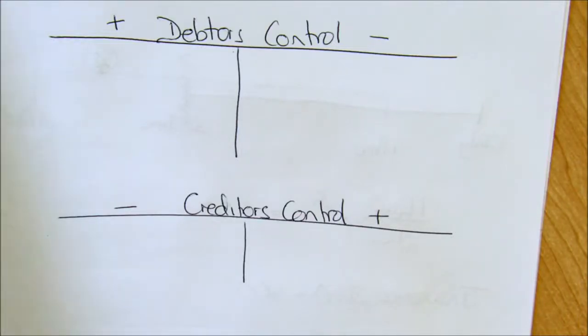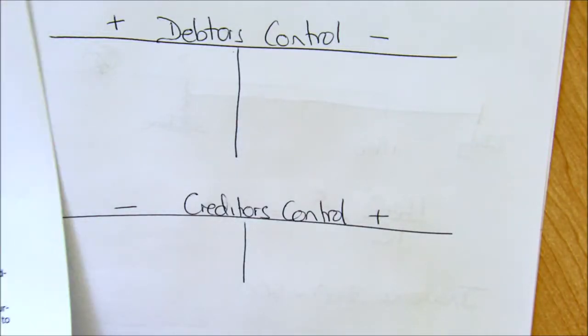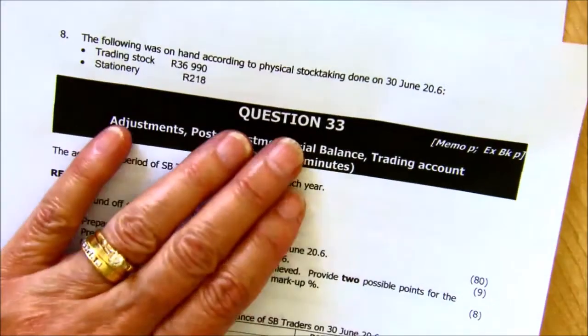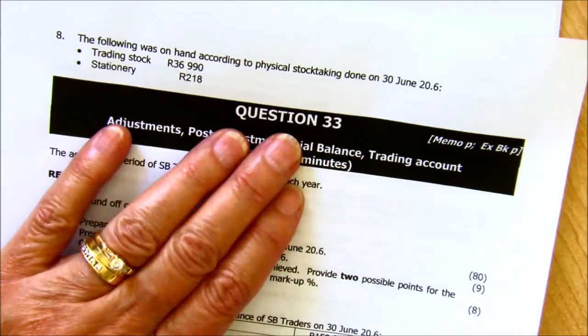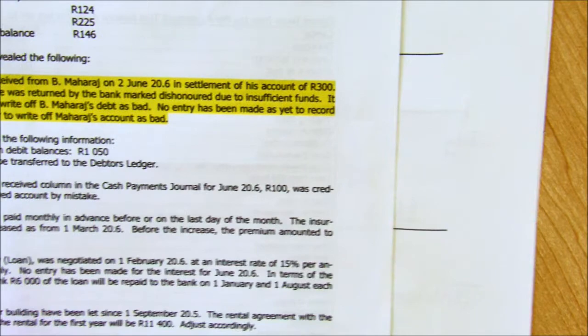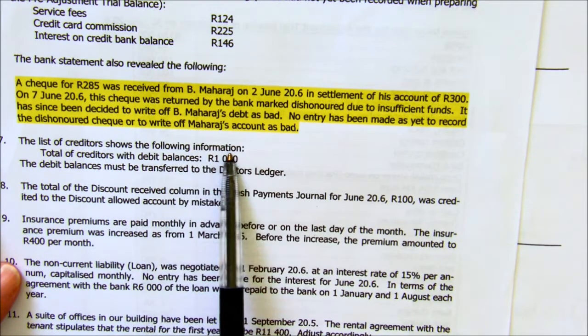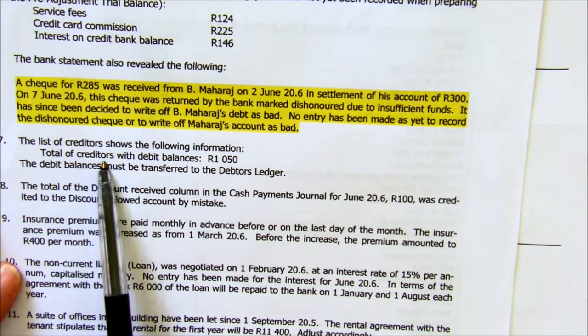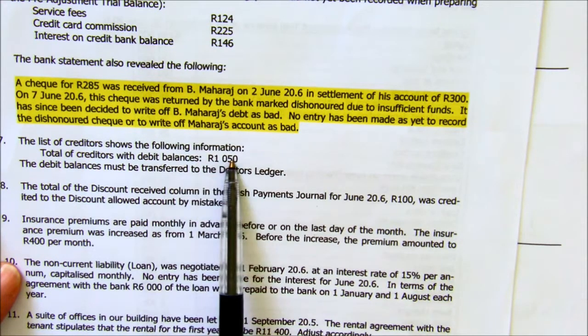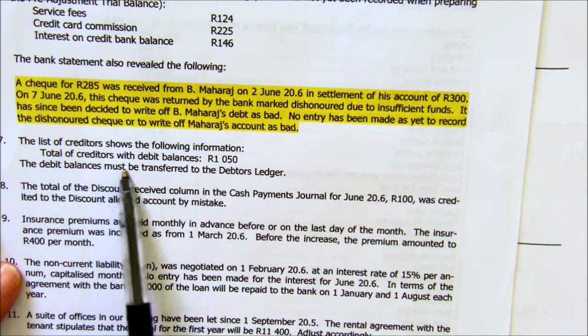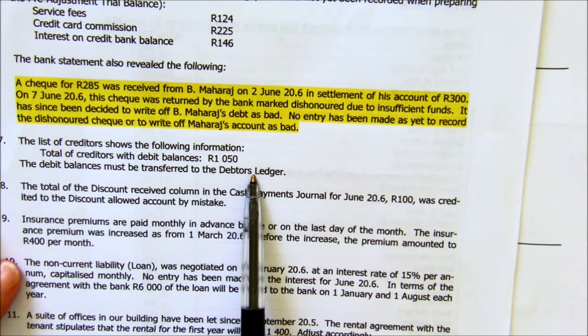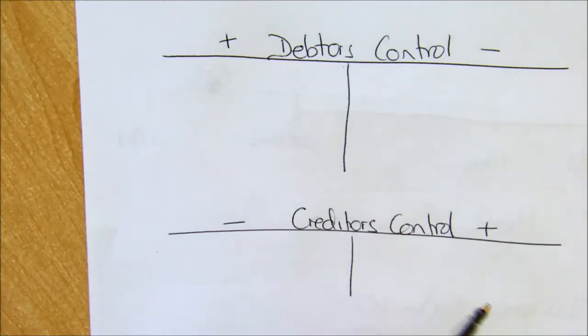Another adjustment that can get very confusing is one like in question 33 now. If we look at adjustment number 7, they say to you the list of creditors shows the following information. Total of creditors with a debit balance. And these debit balances are supposed to be transferred to the debtors ledger. So let's just go back and look.